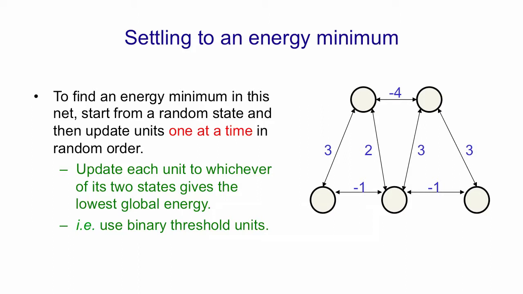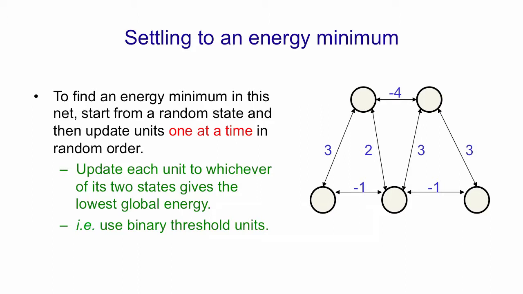One way to find an energy minimum in a Hopfield net is to start from a random state and then update the units one at a time in random order. So we're doing a sequential update. And for each unit that you pick, you compute whichever of its two states gives the lowest global energy, and you put it in that state, independent of what state it was previously in. That's equivalent to saying you just use the binary threshold decision rule.